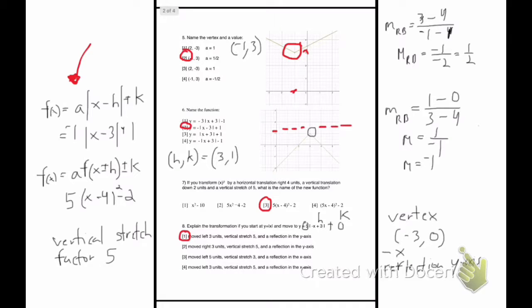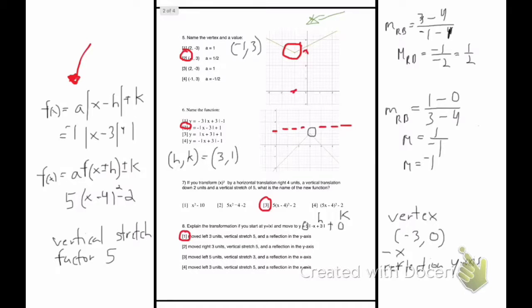Alright, so here's the second page for the solutions for test number 2. If we look at number 5, I know I have everything written out already, but we'll just go over it so we understand exactly what's going on. For number 5, it says name the vertex and the a value. So we know that this function right over here is the absolute value x function.